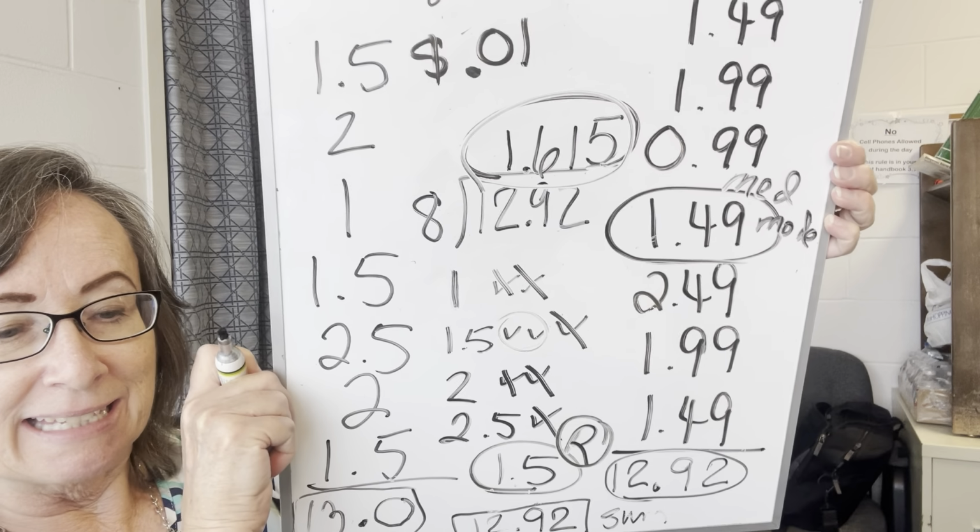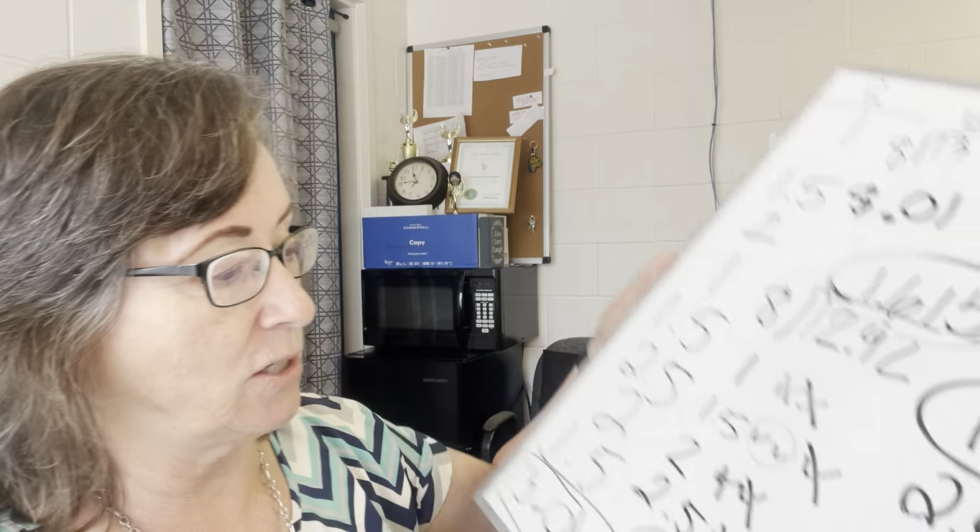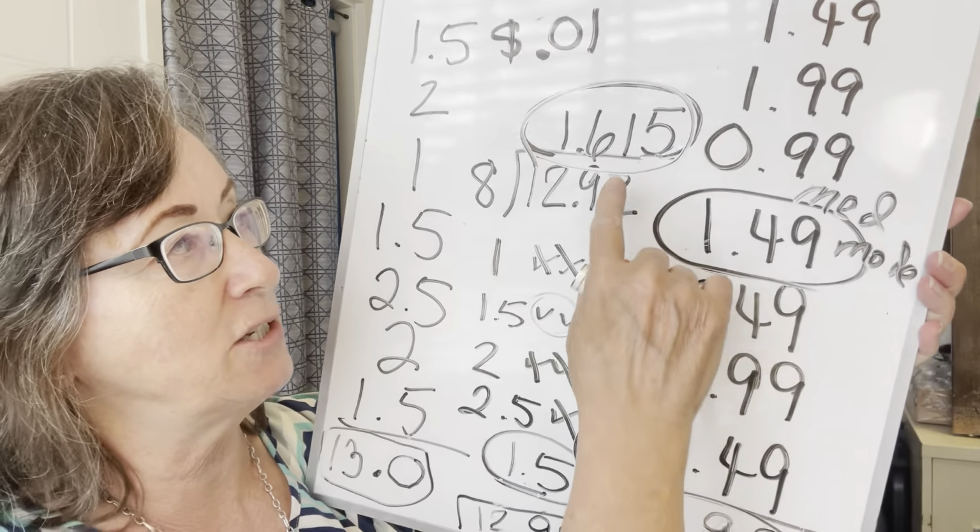And the last problem says, Rudy computed the average price and predicted that he would usually have to pay $1.62 per pound of apples. Evaluate Rudy's prediction based on your analysis of the data. Okay, he would usually have to pay $1.62. Was $1.62 the mean?